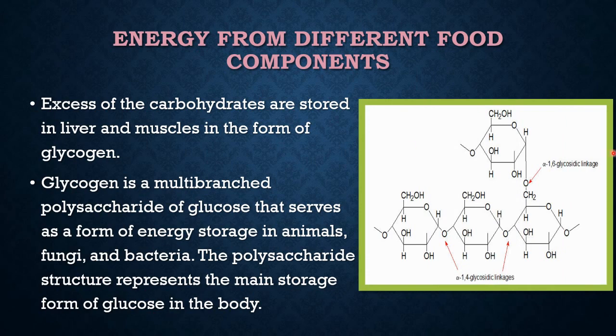You can see this is a glycogen structure. Every single unit is a glucose. They are linked with each other and form a very big chain. So whenever there is a need for energy, if we didn't eat food, this is where your body starts getting energy from.